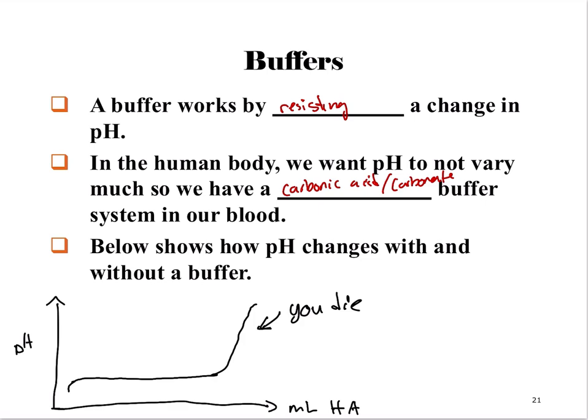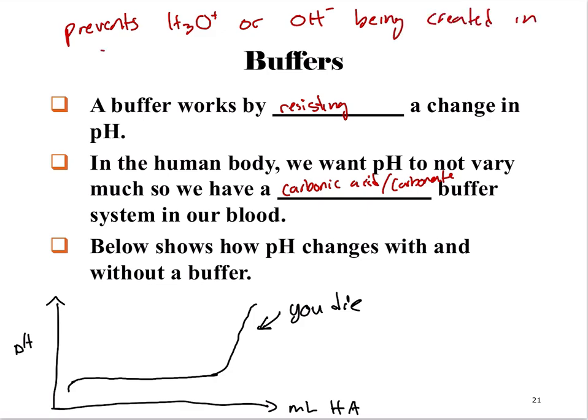So the way the buffer works is it doesn't let it create H3O plus or OH minus in solution. When acid or base is added, it takes that proton and prevents H3O plus from being created, right? So this prevents H3O plus or OH minus being created in solution.